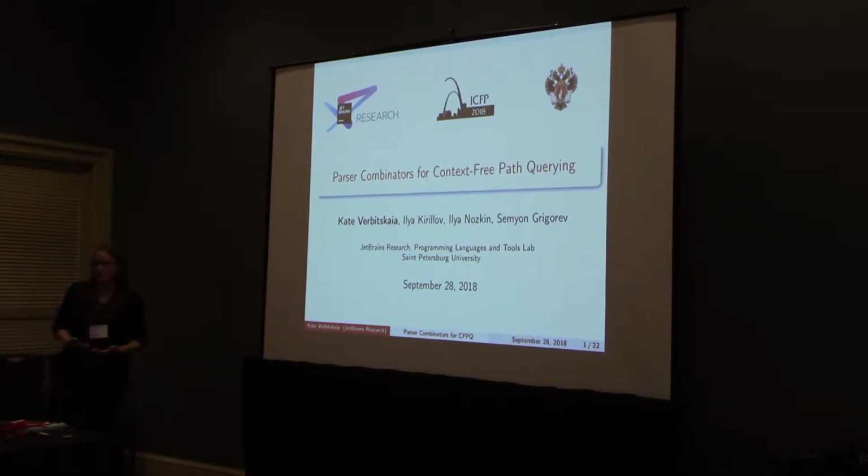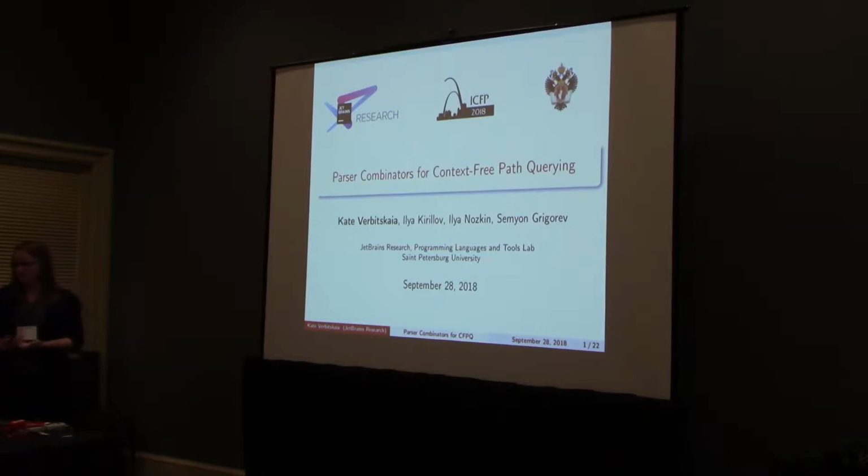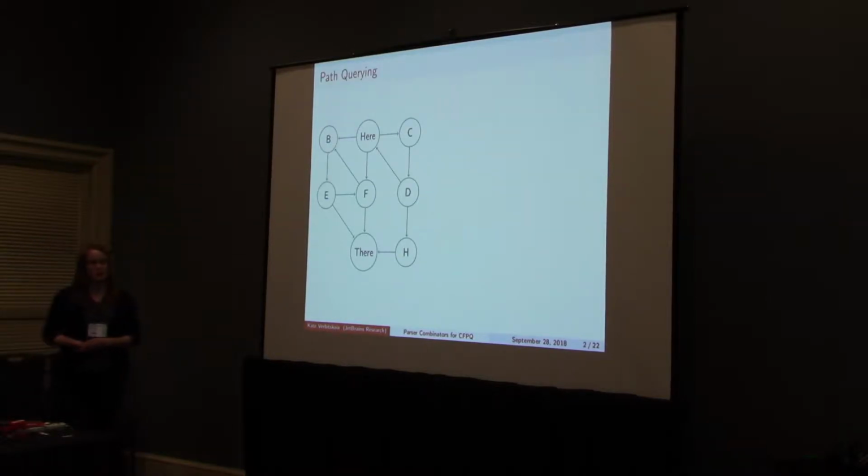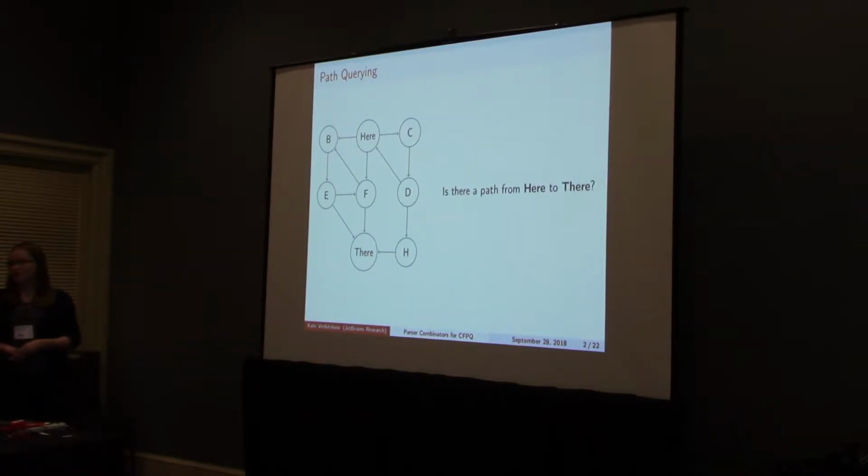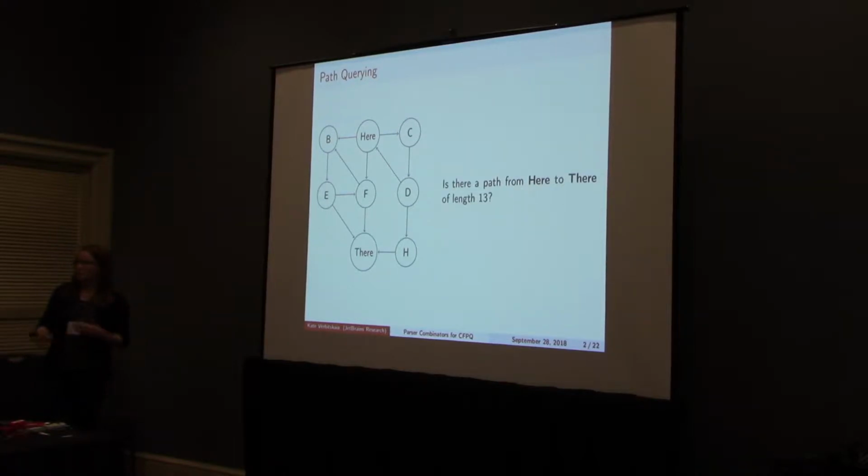We employ parser combinators for this particular problem, and first I need, of course, to talk about what this problem is. Of course, we all are familiar with graphs and paths in them. If we have some graph, we can ask, is there a path from here to there? And, of course, there are such paths. Also, we can ask, for example, is there a path which has a specific length? And of course, we can answer this question too.